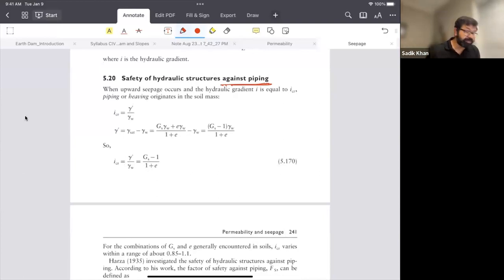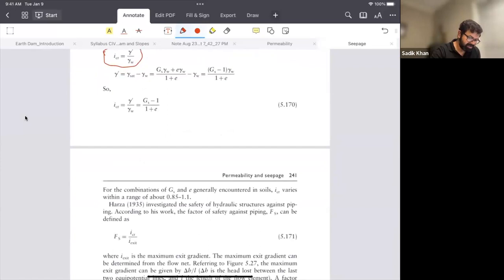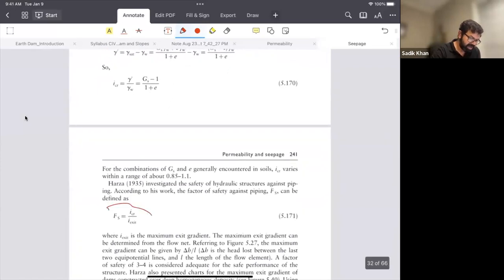So there are a few methods to calculate the factor of safety against piping. The first thing we need to do is find out whether upward seepage occurs. We have to find the hydraulic gradient and calculate the critical hydraulic gradient. The factor of safety against piping: if our critical gradient, i critical, is greater than the i exit, then we have a piping failure.